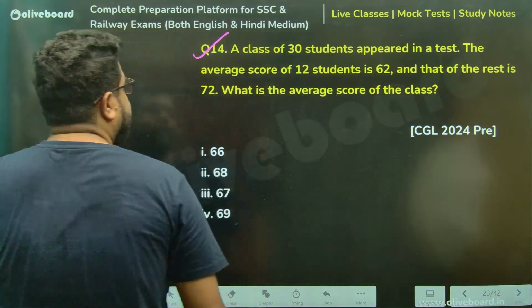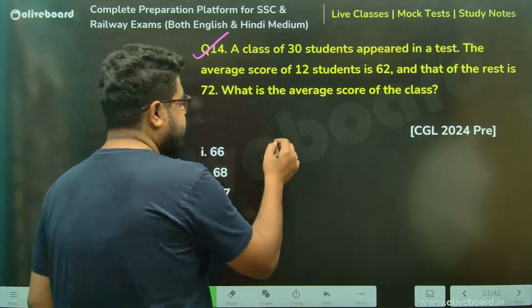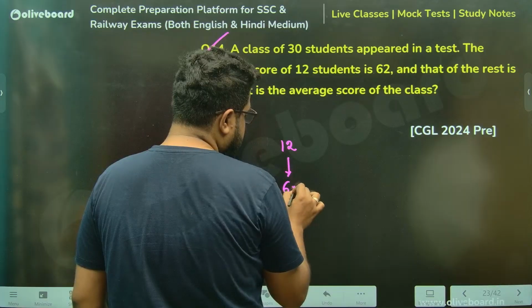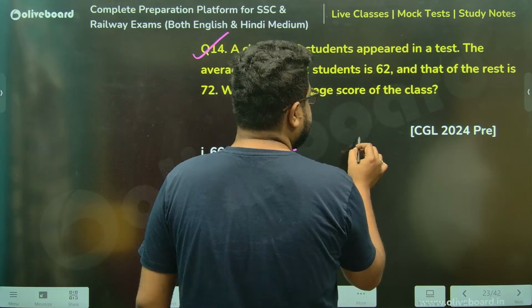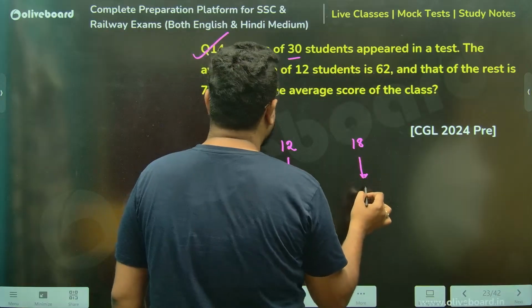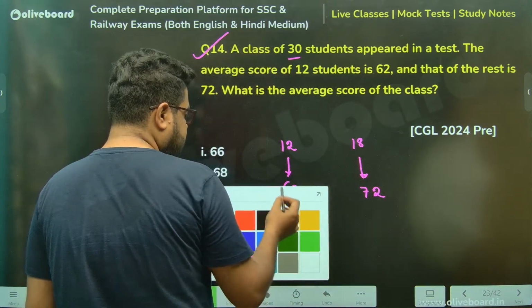Sir, a class of 30 students appeared in a test. The average score of 12 students is 62. The rest, 18 students, since the total is 30, have an average of 72. So what is the answer?